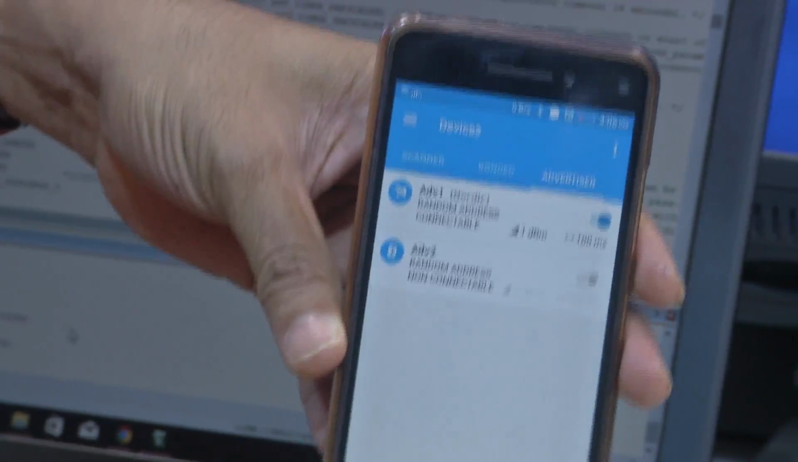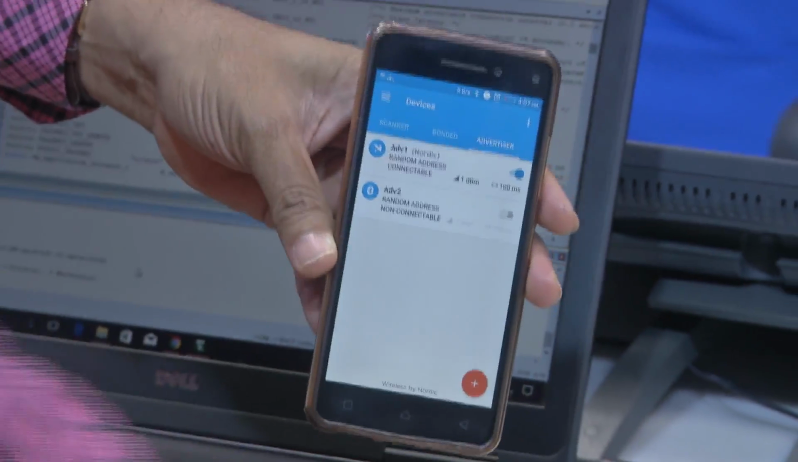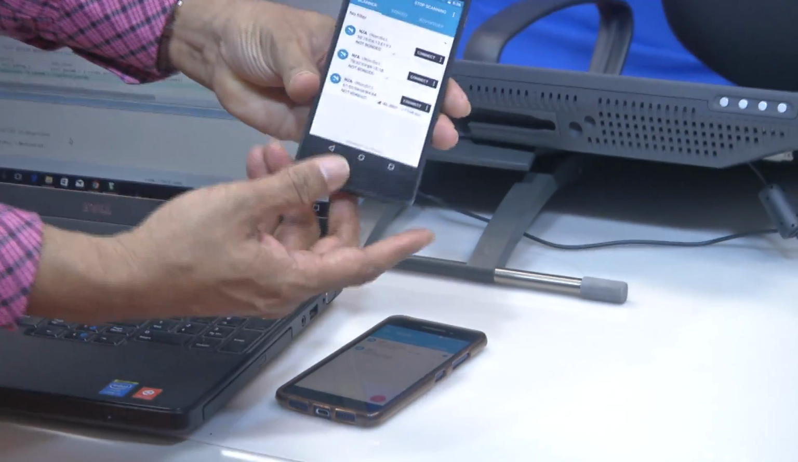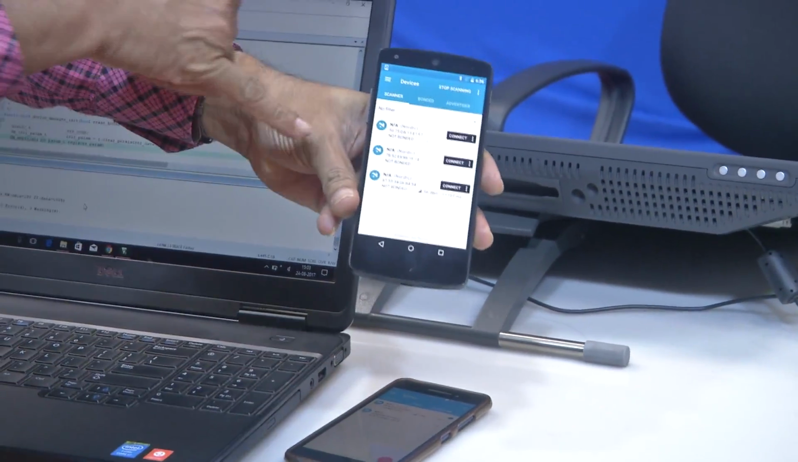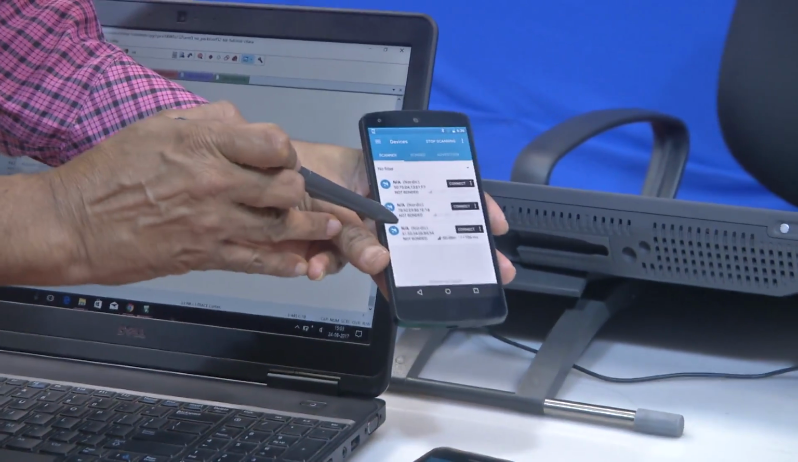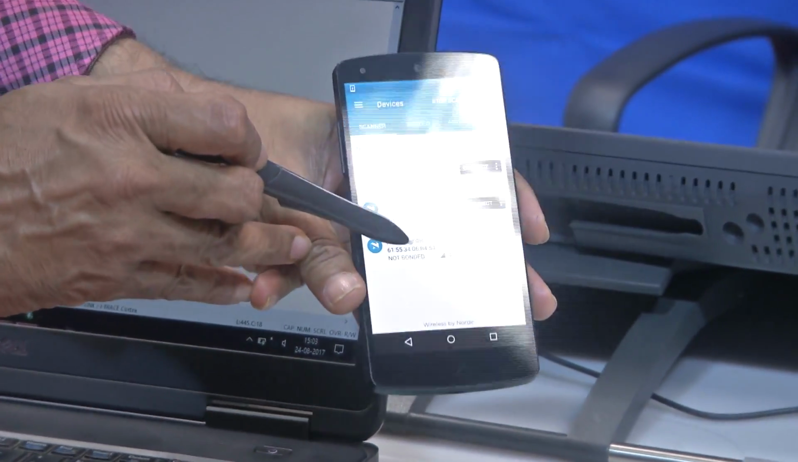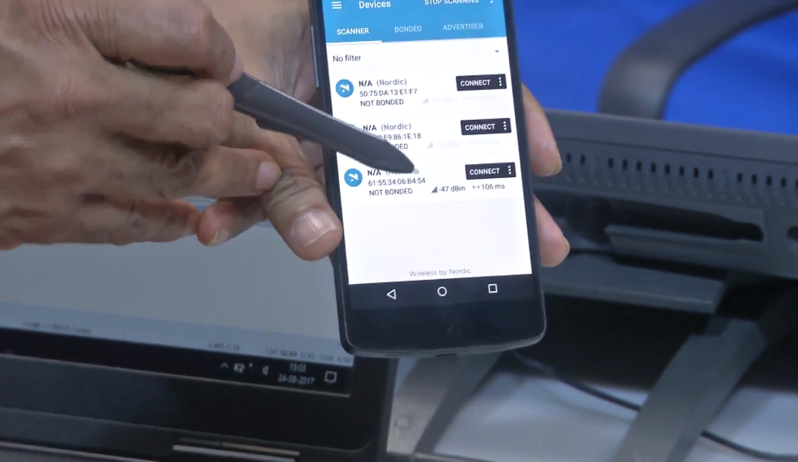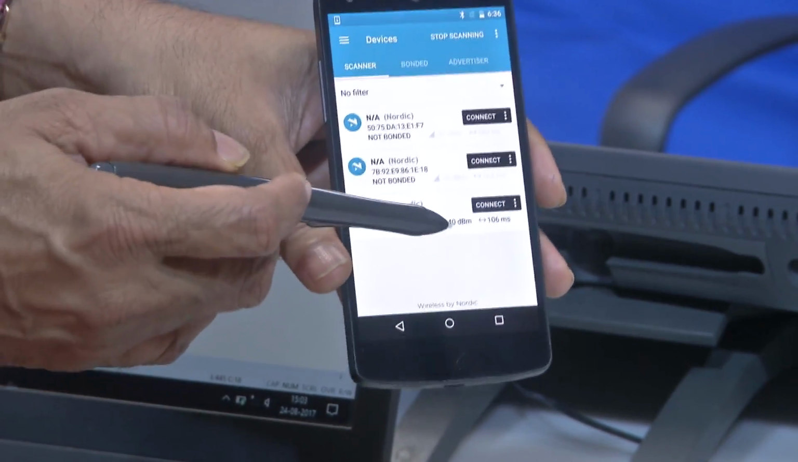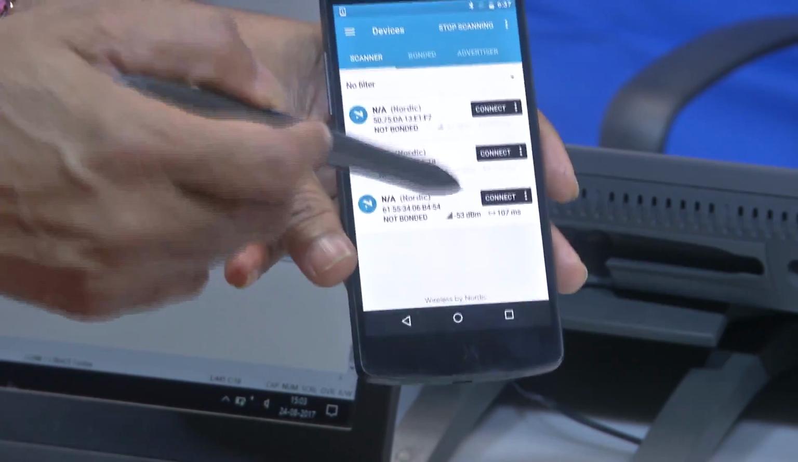So, let us see a demonstration of this. This is the phone that is advertising, and we are talking about the privacy of these two devices. What I will show you now is that this device, as you can see, has flashed this MAC address. The MAC address flashed is 61:55:34:06:B4:54, and this is the RSSI, the received signal strength, on the receiver side.